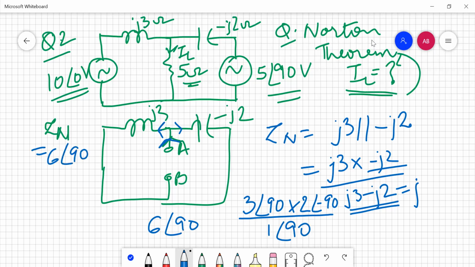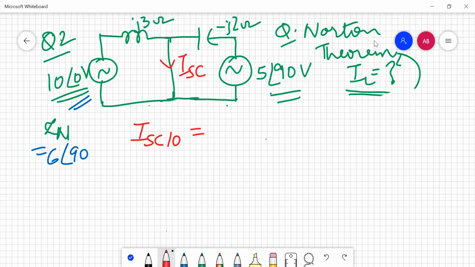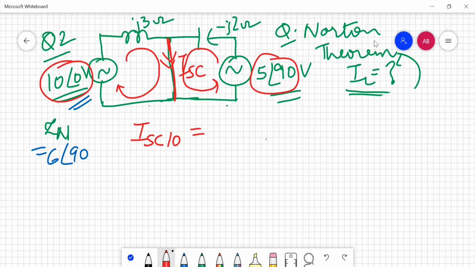So the next thing I have to find out is ISC by putting back this and this source. Now for calculation of our ISC, you can see that we have shorted A and B terminals. When these terminals got shorted, this current will have a path through this. Similarly, the current from here will have a path through this. So to calculate our total ISC, we need to add the current from the 10 angle 0 volts as well as the current from 5 angle 90 volts.